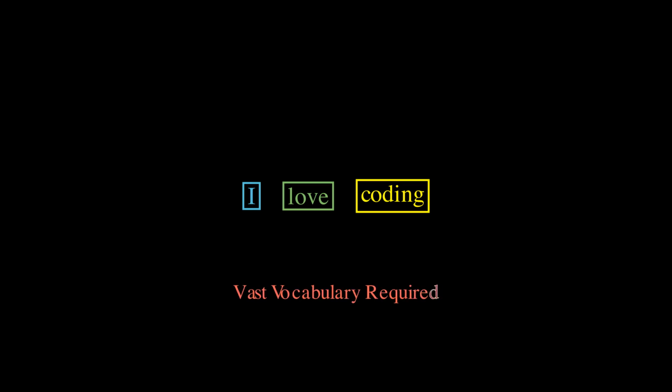Alternatively, we might consider word-level tokenization, where each word is a token. The sentence, "I love coding," becomes "I", "love", "coding". This method captures words as meaningful units, aiding understanding. However, it presents challenges with vocabulary size. There are hundreds of thousands of words in a language, including slang, technical terms, and typos. Handling all possible words requires a vast vocabulary, making the model large and less efficient.